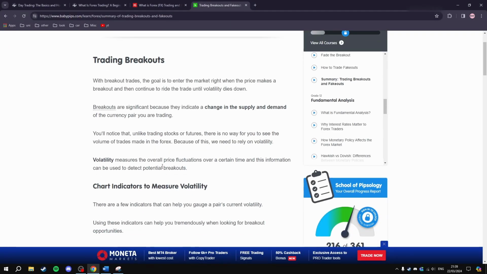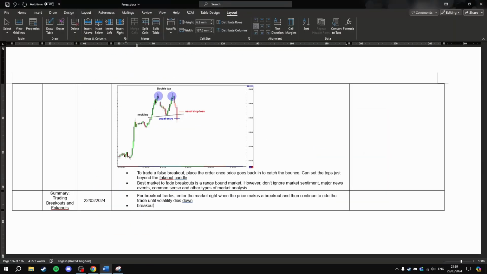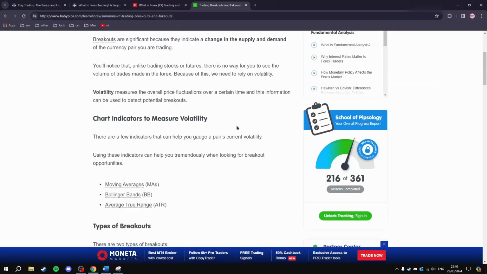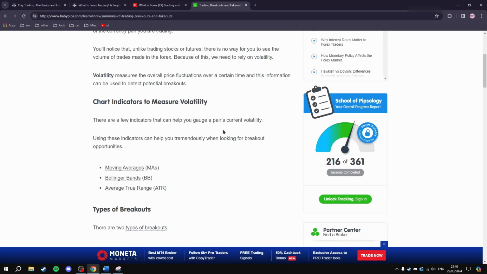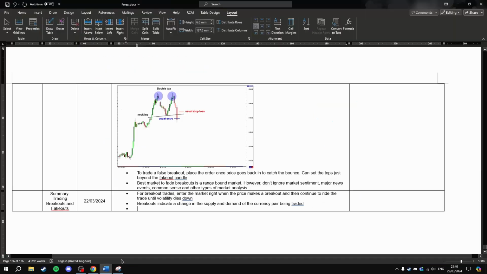Breakouts are significant because they indicate a change in the supply and demand of the currency pair you're trading. Okay, a change in the supply and demand of the currency pair being traded. You'll notice that unlike trading stocks or futures, there is no way for you to see the volume of trades made in Forex. Because of this, we need to rely on volatility.